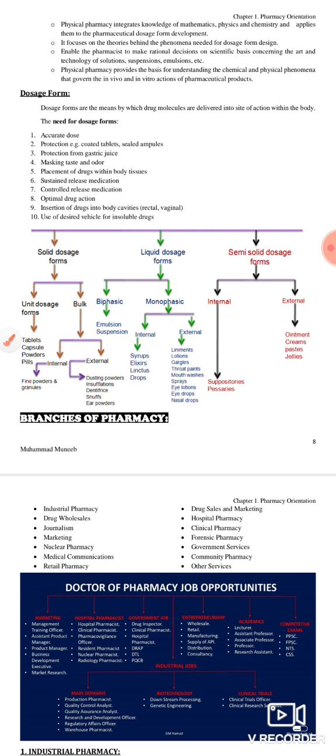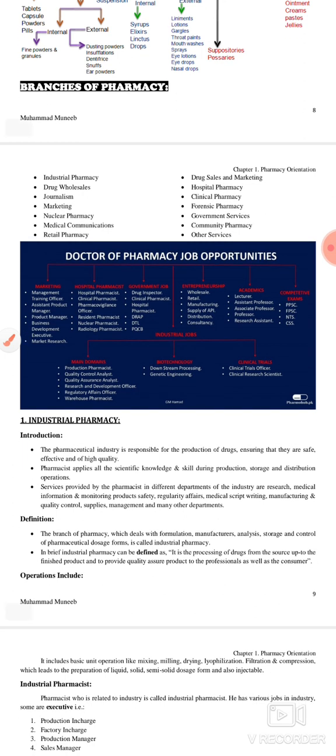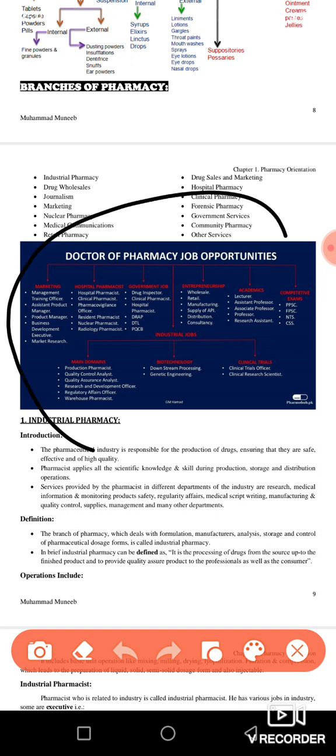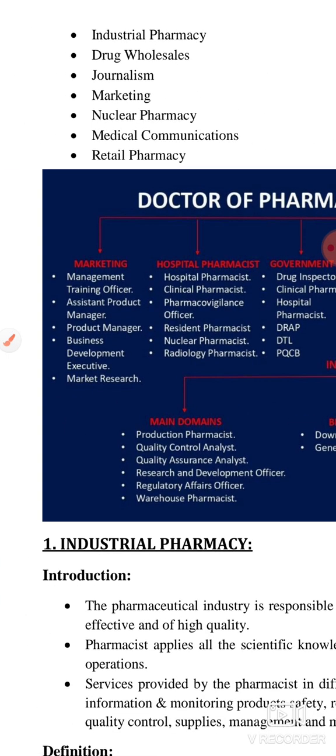Now we are going to discuss the branches of pharmaceutics. The branches are given here, for example, industrial pharmacy, clinical pharmacy, and all that. So now let's start with all these types. Here in this table the scope of pharmacy is given, that is, where a pharmacist can work. Pharmacists have an important role in marketing, as a manager, assistant professor.